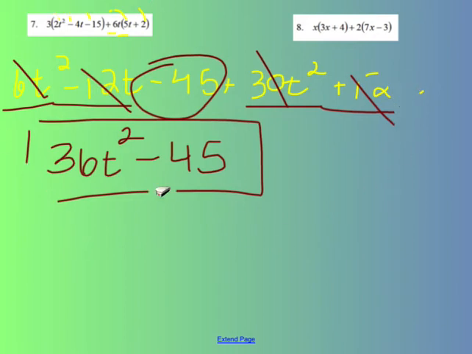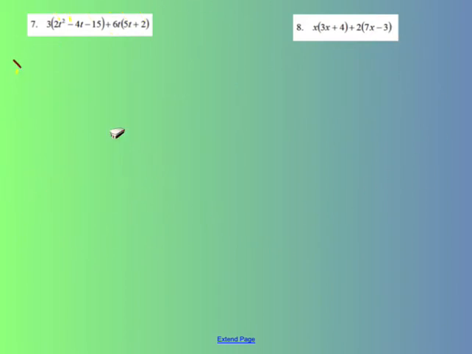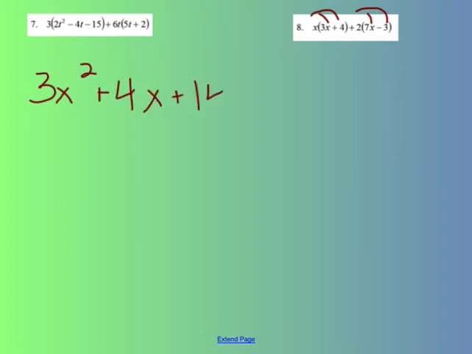Let's take a look at number 8. So for number 8, we're going to distribute each of those in. So we're going to distribute the x into the first one and the 2 into the second one. So x times 3x, x to the first times x to the first is going to give us x squared. X times 4 is going to give us 4x. 2 times 7 is 14x, and 2 times negative 3 is negative 6.